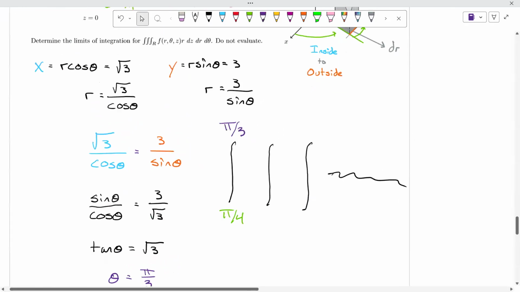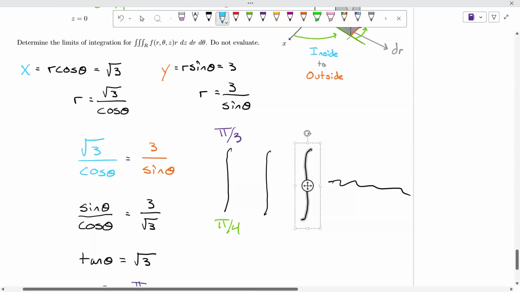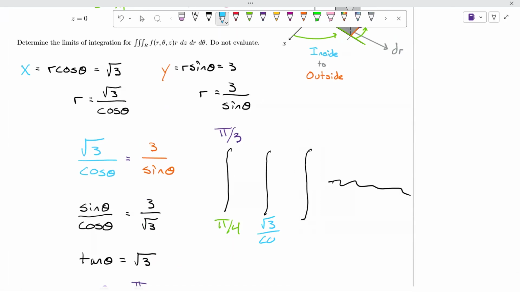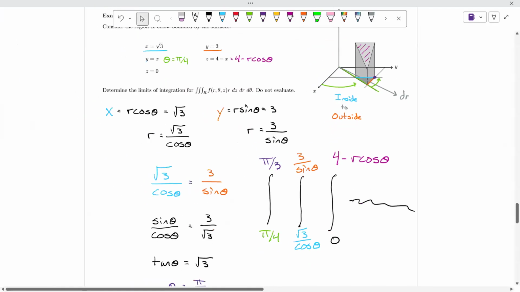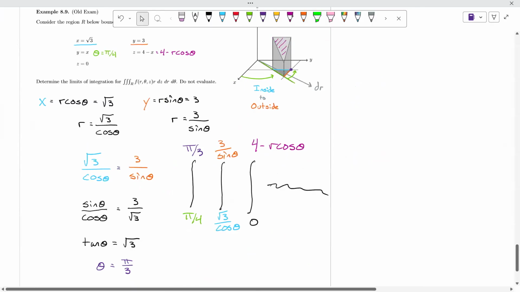Putting my shape back on screen, I know blue should be the bottom for r, so that is root 3 over cosine theta, or root 3 secant theta. Then 3 over sine theta for the top, or 3 cosecant theta, if you were feeling spicy. And finally, 0 to 4 minus r cosine theta for z. And there we have it.